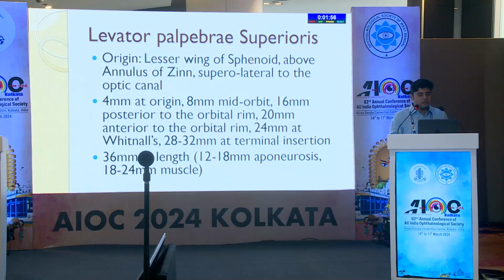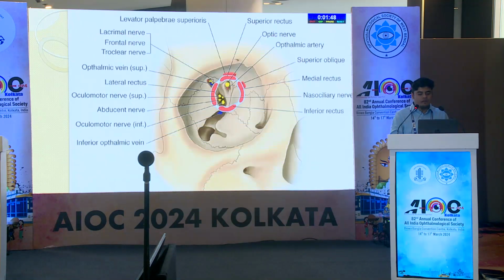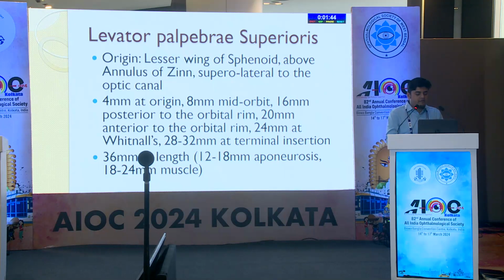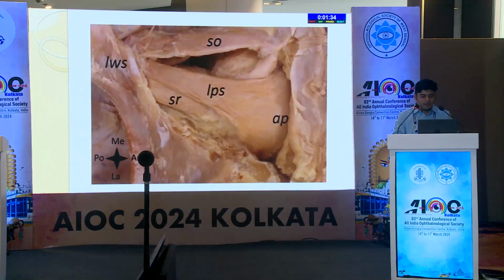Now, the most important muscle for the eyelid, the levator palpebrae superioris, originates from the lesser wing of the sphenoid above the annulus of Zinn and superolateral to the optic canal, as we can see in this diagram. It is 4 mm in origin, 8 mm in the mid-orbit, and gradually fans outwards. It is 36 mm in length, divided between aponeurosis and the muscle, 1/3 and 2/3 respectively. Here we can see a diagram of the fan-shaped arrangement of the levator, the muscle, and the termination into the aponeurosis.